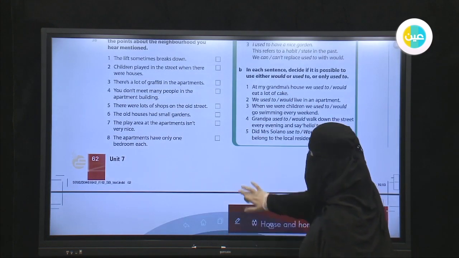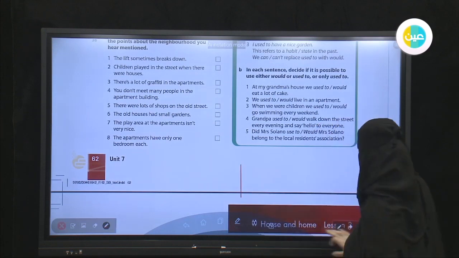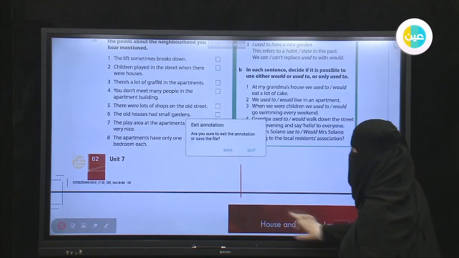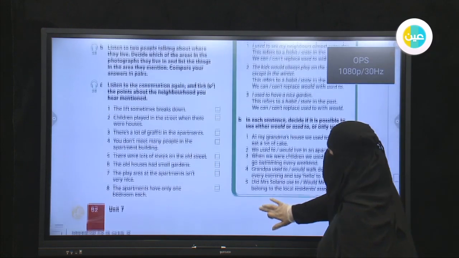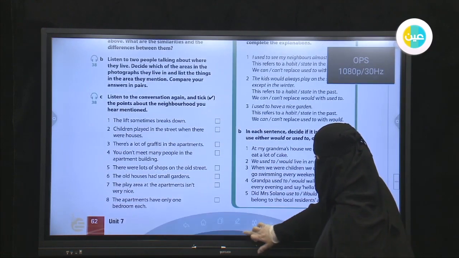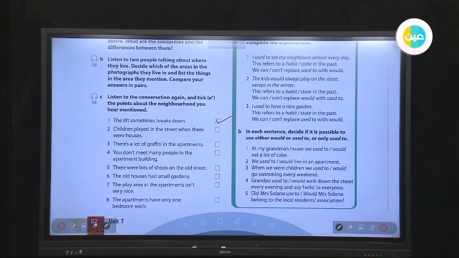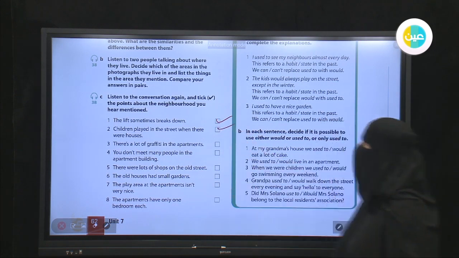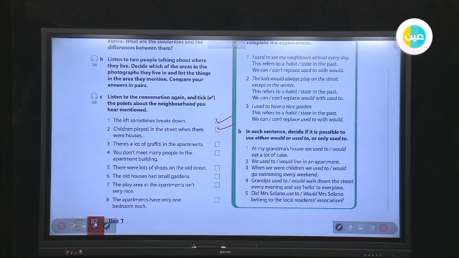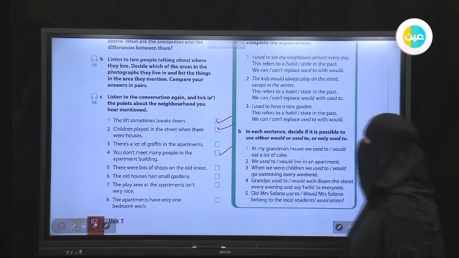So take number 1. Number 2, children played in the street when there were houses. It's correct also. Number 3, there's a lot of space in the apartments. No, we didn't hear this one. Number 4, you don't meet many people in the apartment building. Yes, they have mentioned this one, number 4.